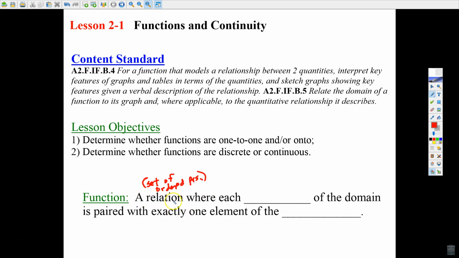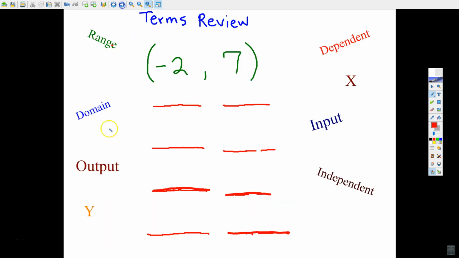Okay, so we have a set of ordered pairs where each element of what we call the domain, and we're going to talk more about what that refers to on the next slide, each element of the domain is paired with exactly one element of the range. Okay, so in defining function, we threw some other terms at you that we need to make sure you understand. So let's just do a quick little terms review.